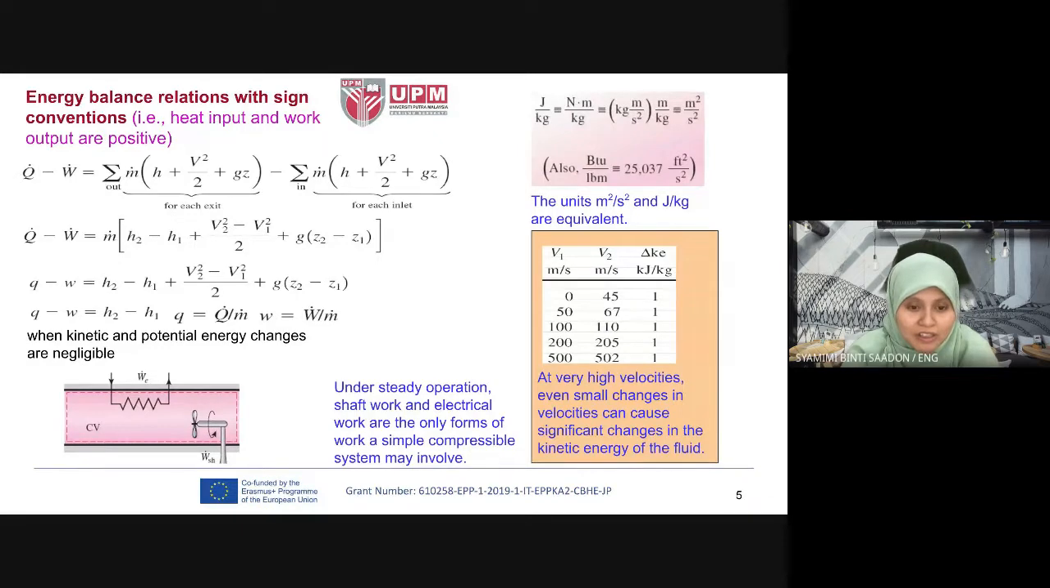Under steady operation, shaft work and electrical work are the only forms of work a simple compressible system may involve. So this is just an example. We have a shaft work. We can also have electrical work from the electrical resistance. Those are examples of work, a device that can create work and power.